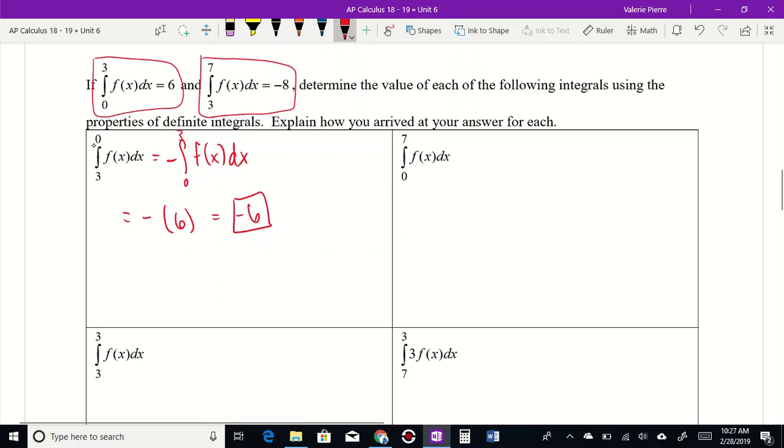Now from 0 to 7, we also don't have an integral from 0 to 7, but we do have 0 to 3 and 3 to 7. So by the transitive property, by putting them together, we should get the integral from 0 to 7. So this is equal to the integral from 0 to 3 of f of x dx plus the integral from 3 to 7 of f of x dx, which is equal to 6 plus negative 8, which is negative 2.